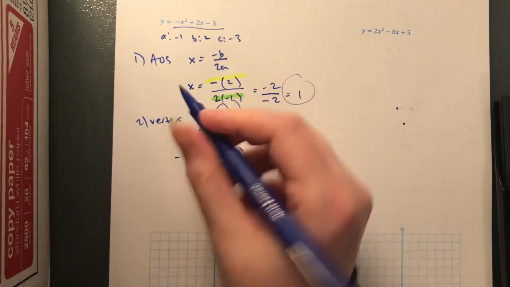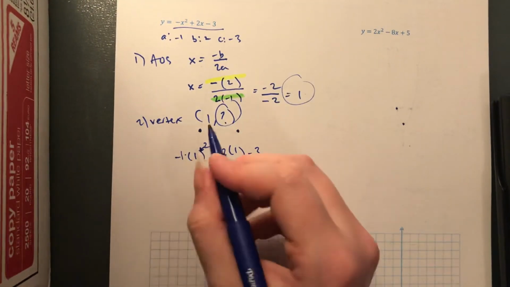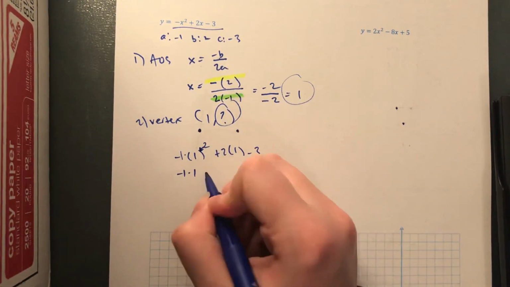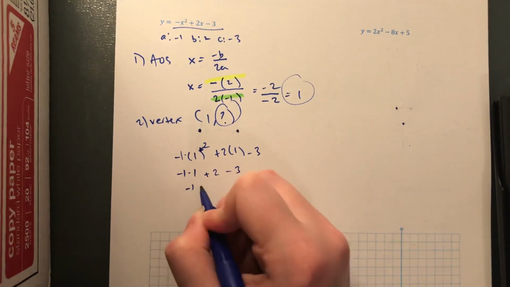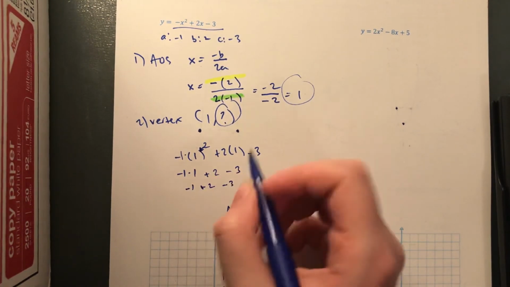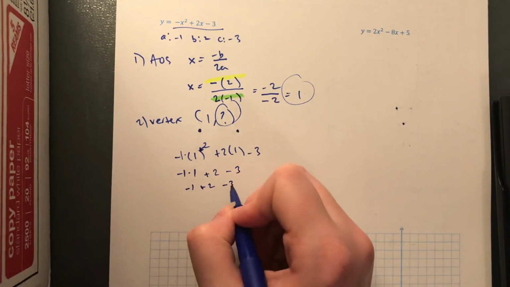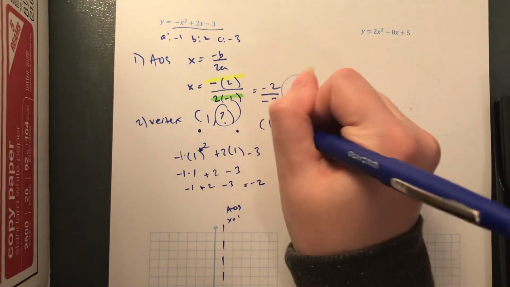There's technically a negative 1 chilling out front multiplying, right? So 1 squared is 1, negative 1 times 1 is what you get left over. 2 times 1 is 2 minus 3. Negative 1 times 1 is negative 1 plus 2 minus 3. So 2 minus 1 is 1. 1 minus 3 is negative 2. So this lives at 1, negative 2.